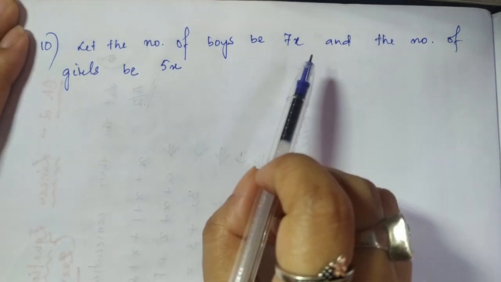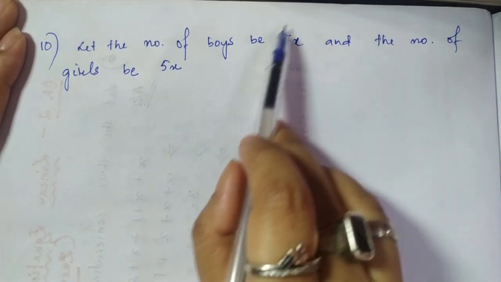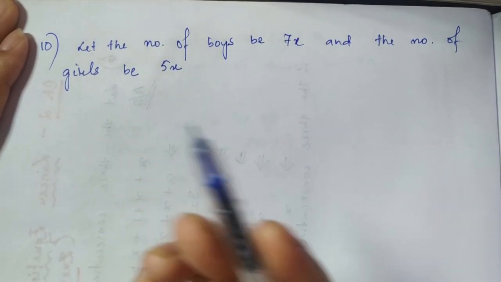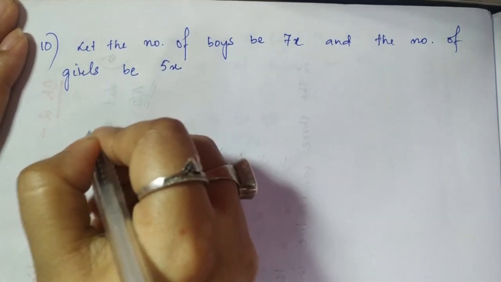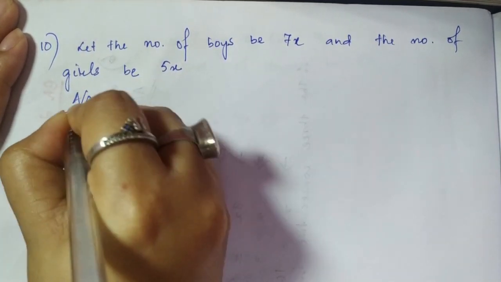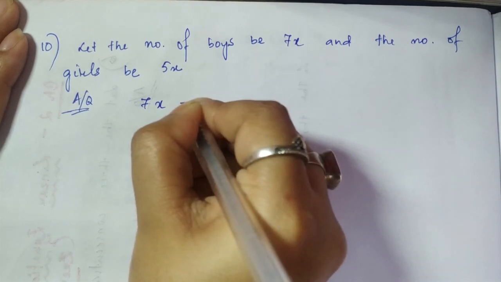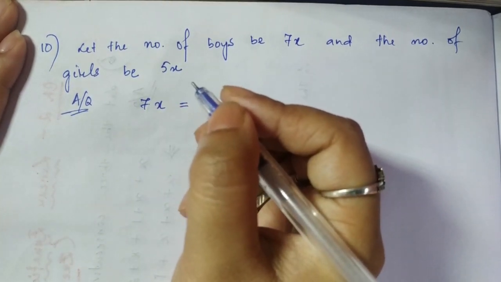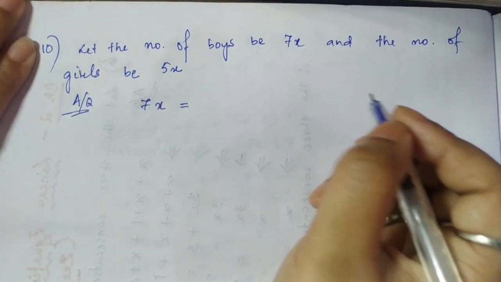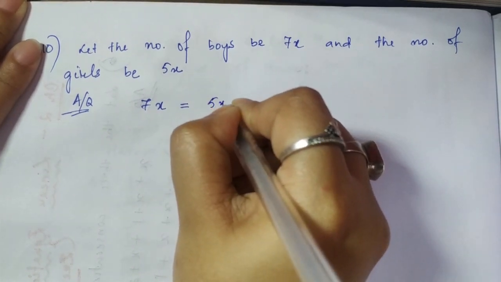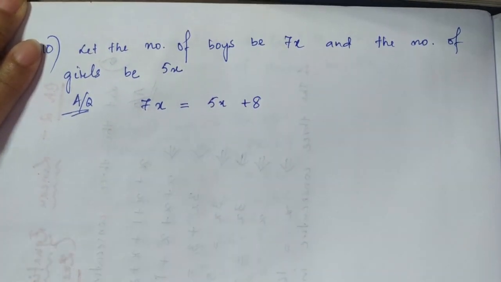If we have to find out the total class strength, first we will find out the number of boys and the number of girls, and add them up. We'll get the total class strength. Now according to the question, the number of boys, that is 7x, is equal to 8 more than the number of girls. The number of girls was 5x, and 8 more means plus 8. So this is my equation.